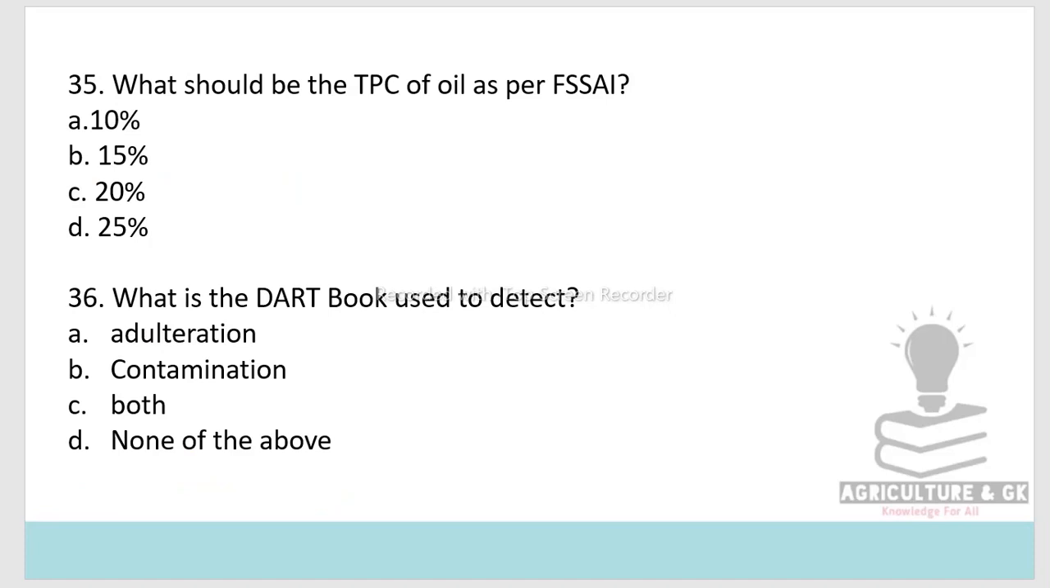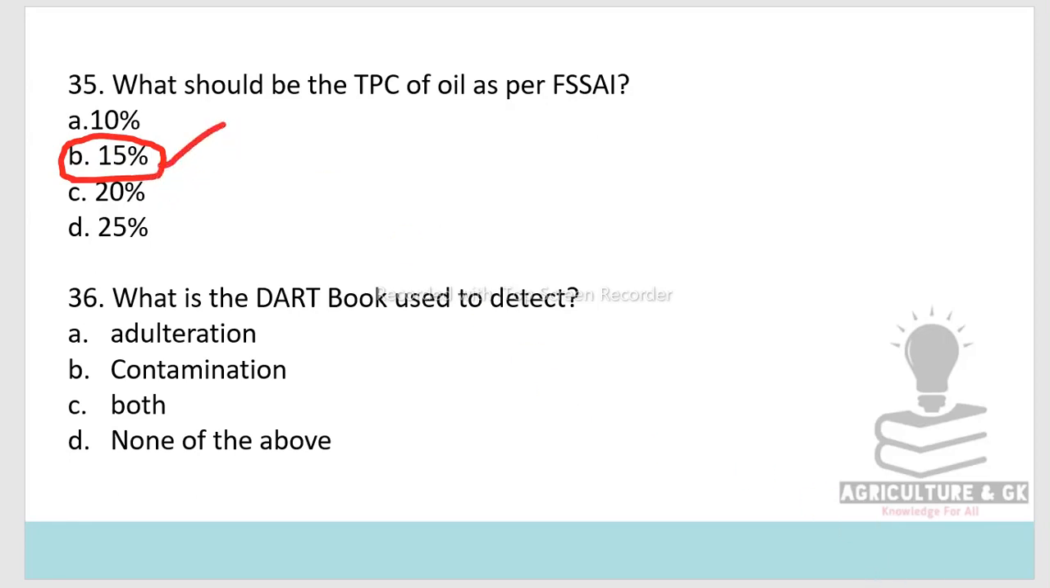Now moving next. What should be the TPC of oil as per FSSAI? So FSSAI, through a draft notification which was issued recently, has fixed the total polar compounds, that is our TPC, for unused vegetable oils and fats at not more than 15%. So our answer will be 15%, that is option B. Option B is the right answer.